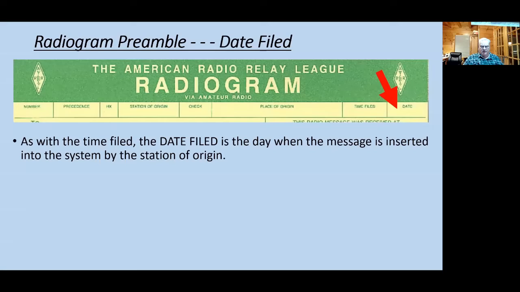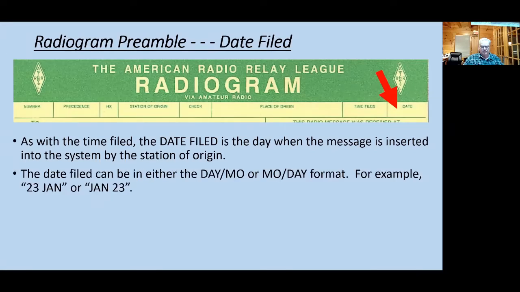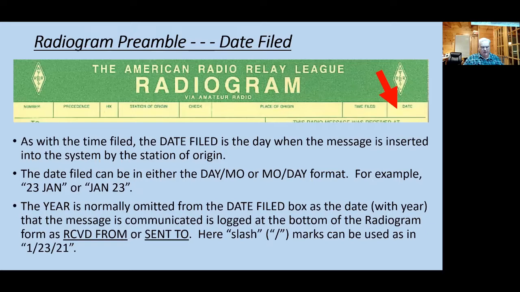And the same applies to date. Dates are the day when the message is originated. Personally, I use 23 January, but you can use January 23. And the year is usually omitted in that date. We don't say January 23, 2021, because the year is kind of implied. Okay, that brings us up to date. That only took 7 minutes.